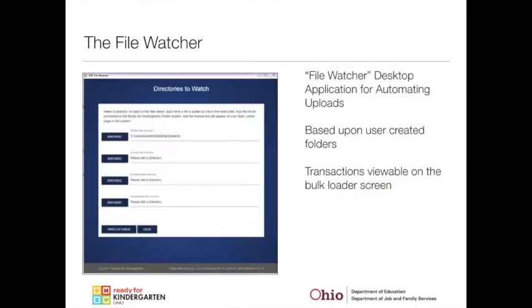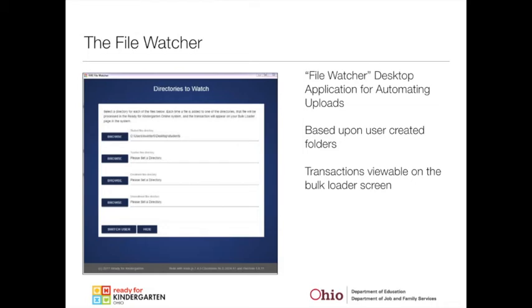And there's a File Watcher desktop application that allows you to automate this process. Essentially, it works based upon folders. So you would create a folder on your system and then put the templates in that folder. Once you download this app and install it, the app identifies that folder. You select that folder via the app, and then the app will check that folder for any kind of updates that you make.